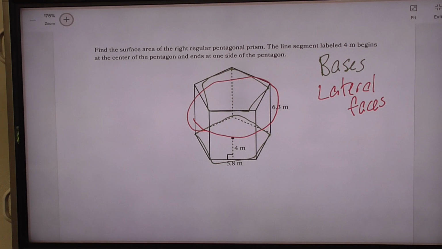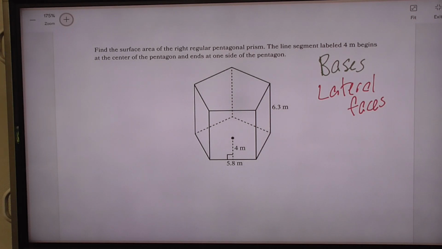Alright, so that takes care of the different parts that we need to know. We're going to be talking about bases and lateral faces in today's lesson, where we're going to be talking about cylinders. The instructions say to find the surface area of the right pentagonal prism. The line segment labeled 4 meters begins at the center of the pentagon and ends at one side of the pentagon.